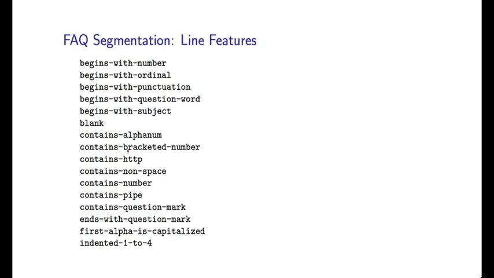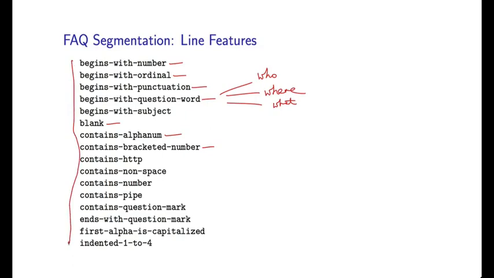So here are some features that are used in this work by McCallum and others. And these are generally binary features which will be true or false for a particular line. So we could ask whether a line begins with a number, whether it begins with an ordinal, whether it begins with punctuation, whether it begins with a question word, where these will have been a sort of closed set of words like who, where, what, and so on. We can look at whether the line is blank, whether it contains an alphanumeric, whether it contains a number, and so on and so on. So you can imagine making up a whole bunch of features of individual lines which might give some strong evidence about the content of that line, and most importantly would give strong evidence about whether it falls into one of those 3 categories, a header or a question or an answer.